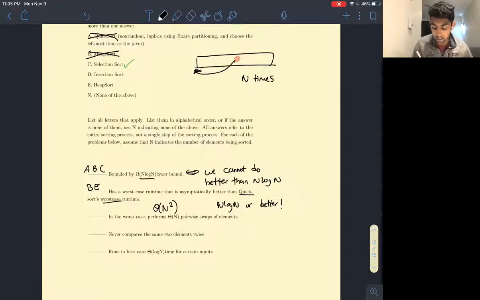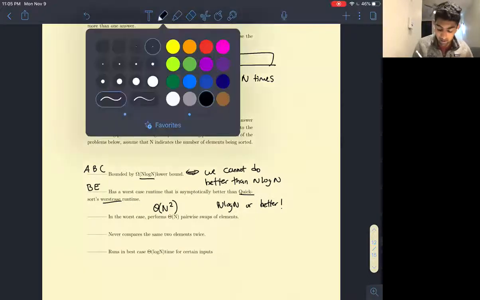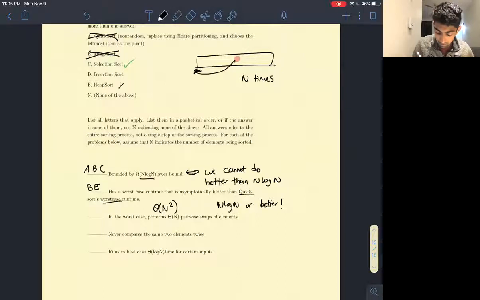Insertion sort also isn't the case, which we can look at with input 5, 4, 3, 2, 1. That's a great counterexample. Okay, and then heap sort is a ton of swapping, so not the case as well. So the only answer to this one is C.